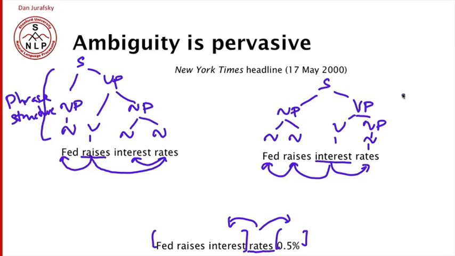So whether with our phrase structure parse or our dependency parse, and even more so as we add more words, we're going to get more and more ambiguity that has to be solved in order to build a parse for each sentence.